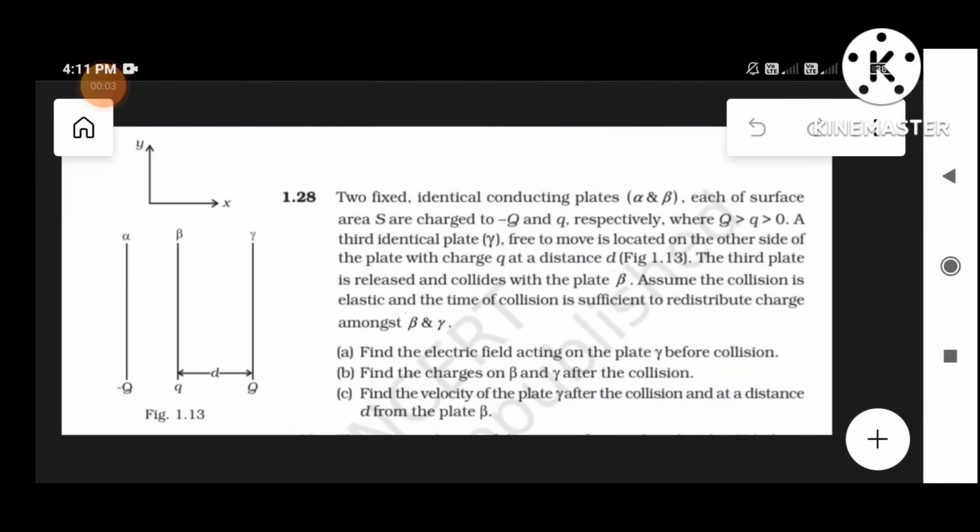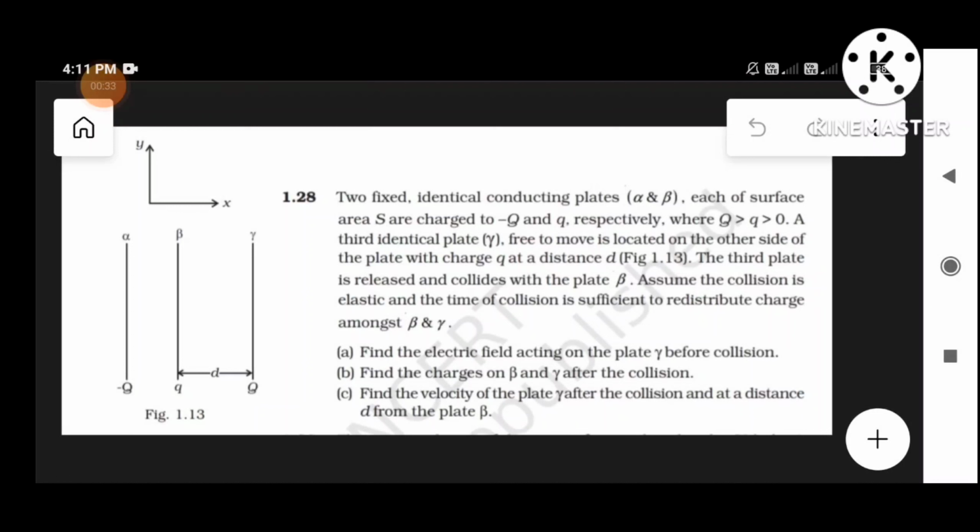Two fixed identical conducting plates alpha and beta, each of surface area S, are charged to minus capital Q and small q respectively, where capital Q is greater in magnitude than small q, and all of these charges are non-negative. That is, they are positive charges. And this little bit of information that small q is a non-zero charge is of great physical importance in this problem. I'll show you how this is important and why they have mentioned it in the first place.